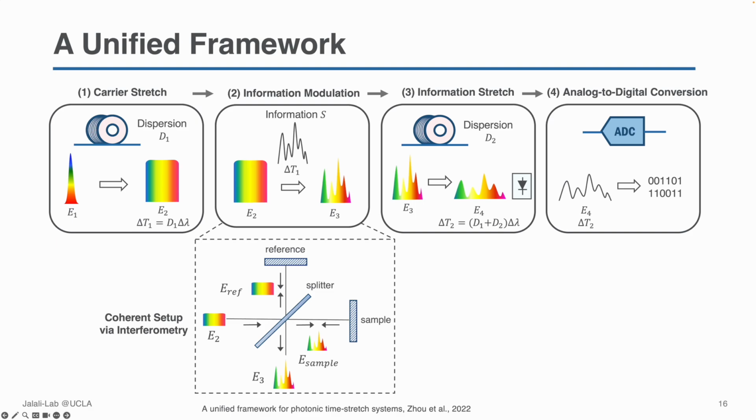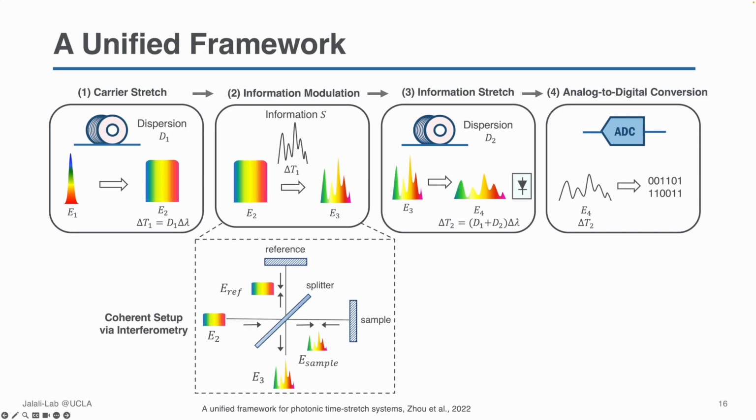The third step is information stretch. Here, the modulated pulse E3 is stretched and slowed down by the second dispersive element. Now it becomes E4. Given the frequency to time mapping, we can read out the spectrum in the time domain by a high-speed photodetector. The last step is analog to digital conversion. The slowed down signal is digitized by an ADC for storage and further processing.